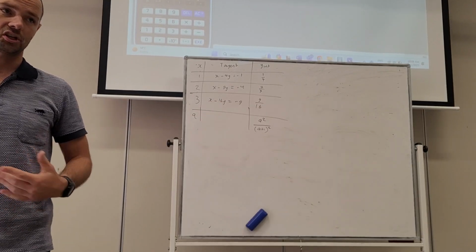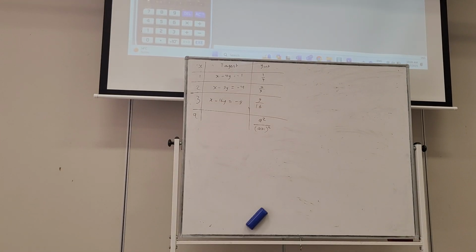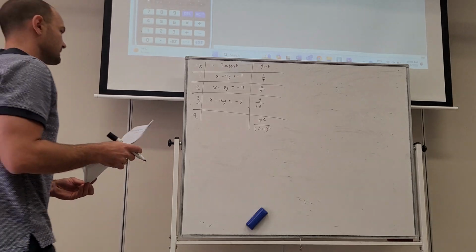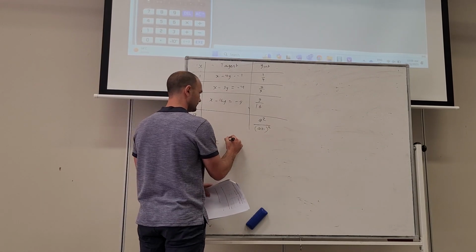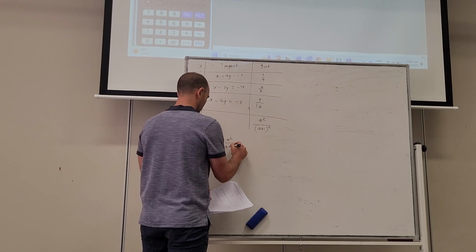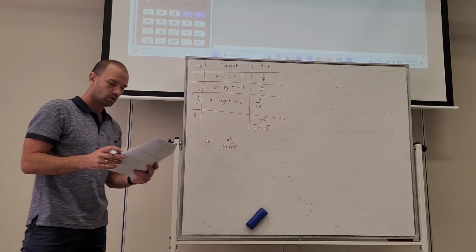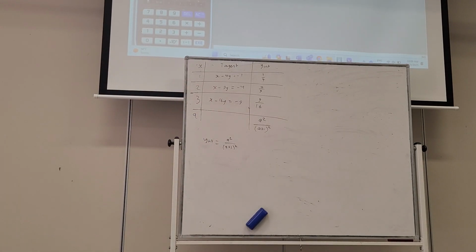But our conjecture is that the y-intercept equals a squared on a plus 1 squared. Okay, very good. Prove or disprove the conjecture you've made in part F.